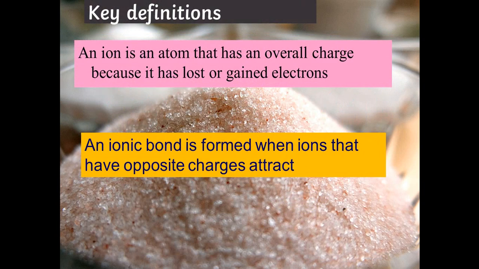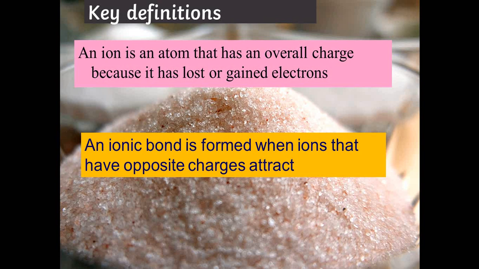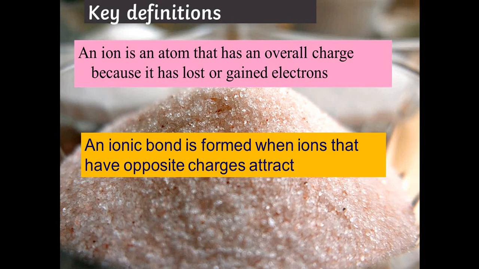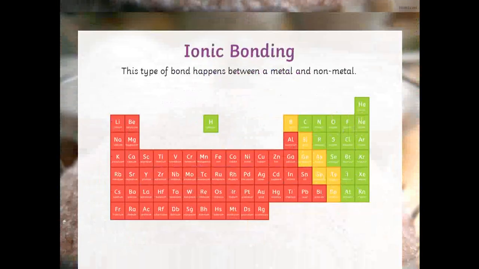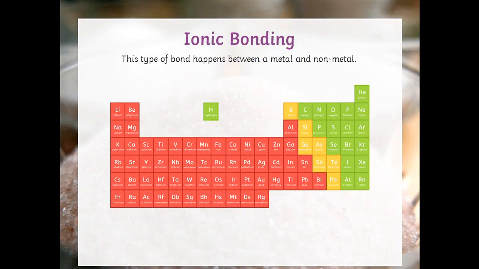What is an ion? An ion is an atom that has an overall charge because it has lost or gained electrons. An ionic bond is formed when ions that have opposite charges attract. An ionic bond is a bond which happens between a metal and a non-metal.